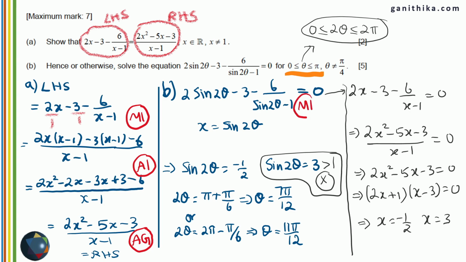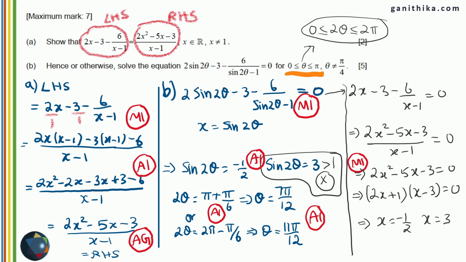Going further for question B, method 1 mark for identifying this as equal to a quadratic, and method 1 mark for writing the correct quadratic, and answer 1 mark for writing the equation with sine 2 theta equal to negative half, and answer 1 mark for finding the third quadrant 2 theta form, and answer 1 mark for finding the final answer for theta. So we are done with this question.